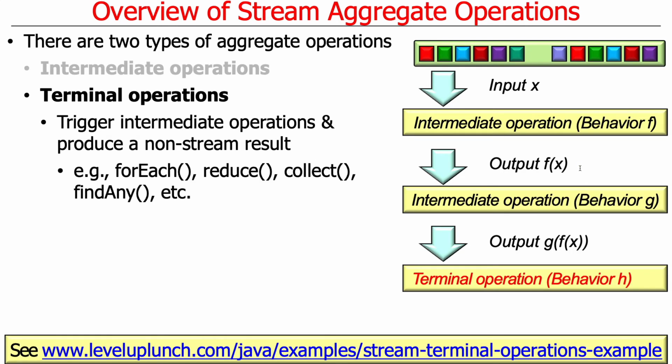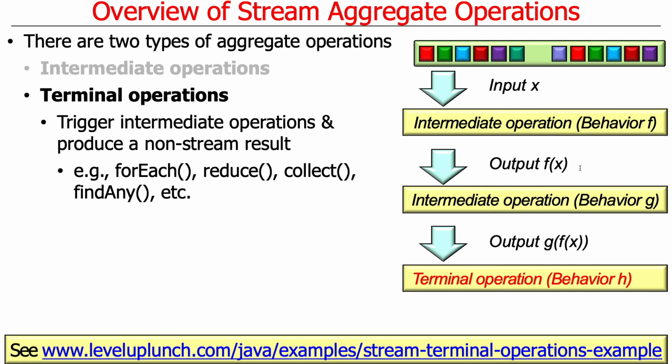There's also terminal operations, and terminal operations are the ones that will trigger the intermediate operations, which are the ones we just talked about, and then also produce a non-stream result. So if you ever look at the stream interface, which has a lot of methods in it, and you ask yourself, how do I know if something's an intermediate operation versus a terminal operation? If it returns a stream, then it's an intermediate operation. If it doesn't return a stream, then it's either a factory method or it's a terminal operation.